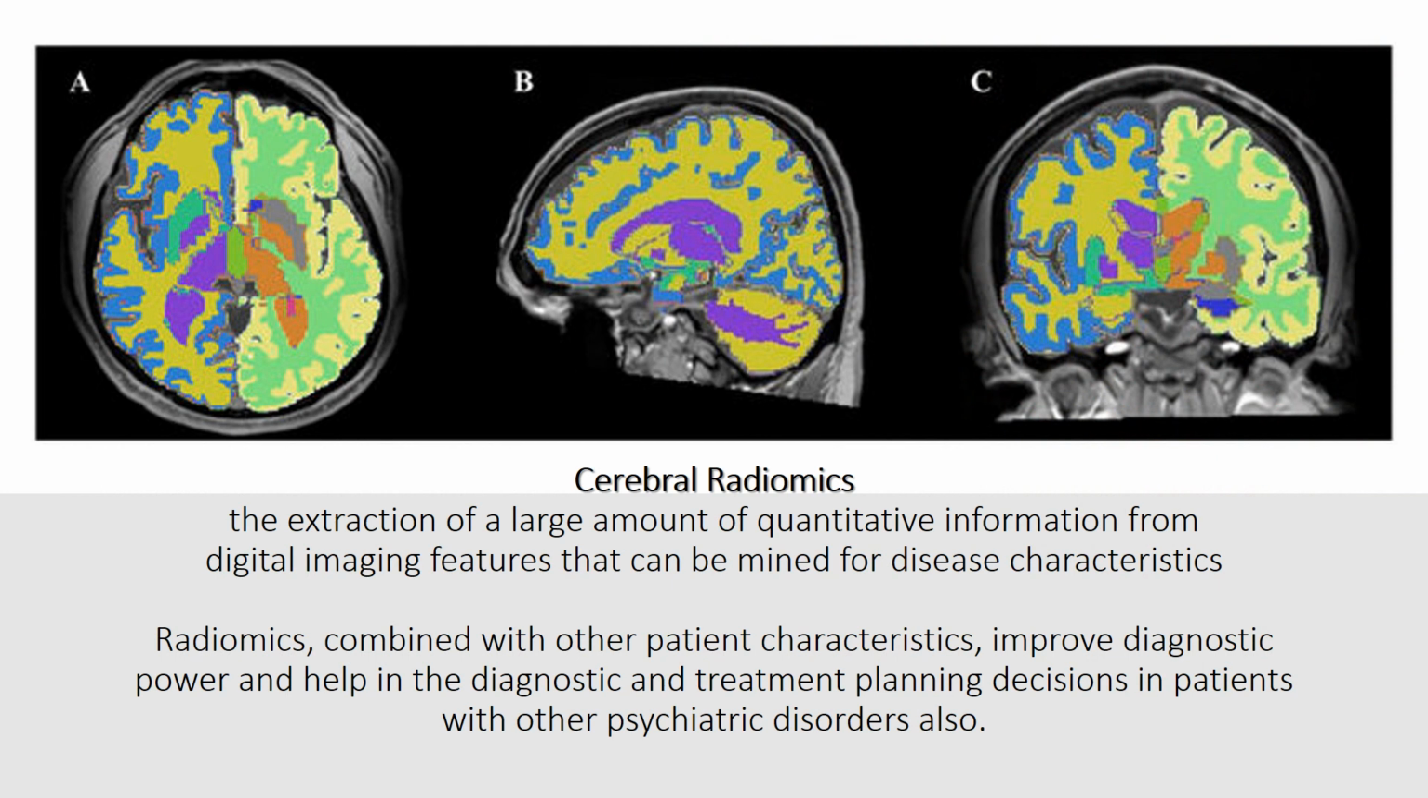Cerebral radiomics is the extraction of a large amount of quantitative information from digital imaging features that can be mined for disease characteristics. Radiomics, combined with other patient characteristics, improves diagnostic power and helps in the diagnostic and treatment planning decisions in patients with other psychiatric disorders also.